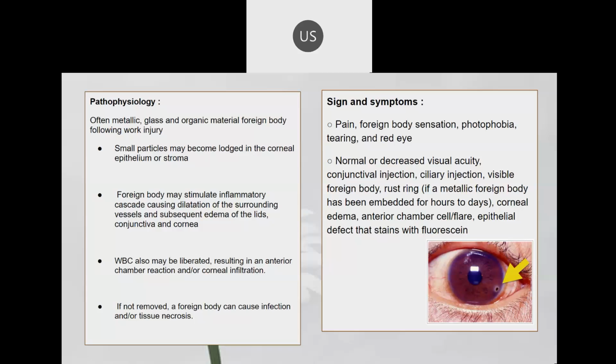For the picture below, it is a rust ring. A rust ring may occur if the metallic foreign body has been embedded for hours to days. Then corneal edema, anterior chamber flare, and an epithelial defect that stains with fluorescein can also occur. So next.